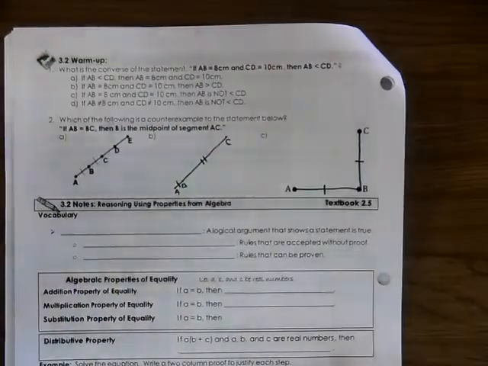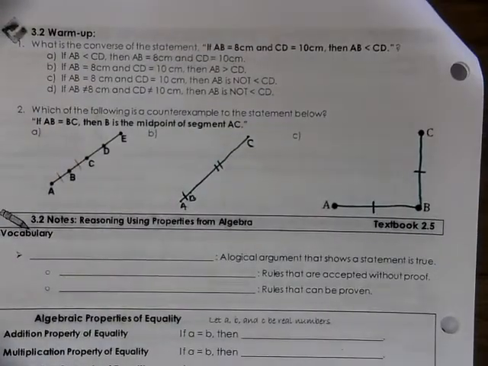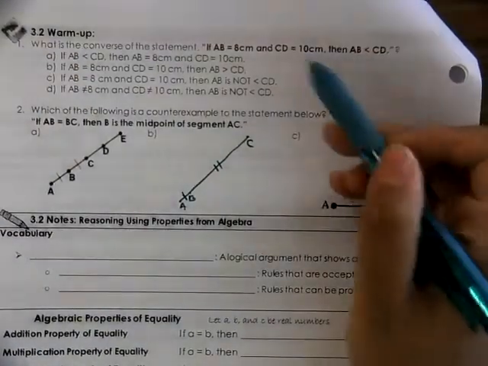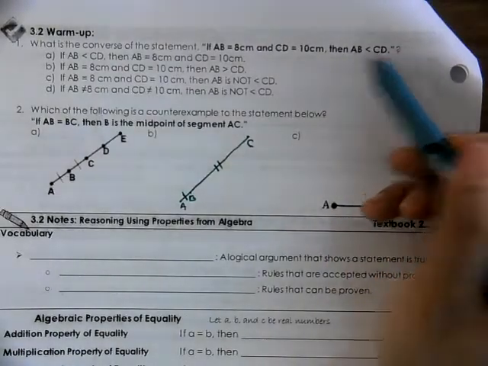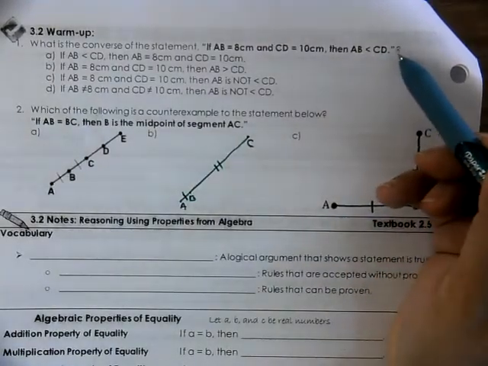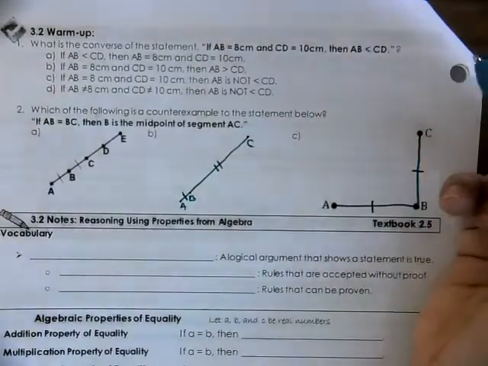So 3.2 warm-up starts off. It says, what is the converse of the statement? If AB equals 8 centimeters and CD equals 10 centimeters, then AB is less than, or the length of AB is less than the length of CD. That's what those AB and CD mean without those little bars on top.